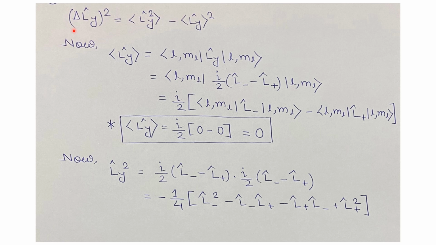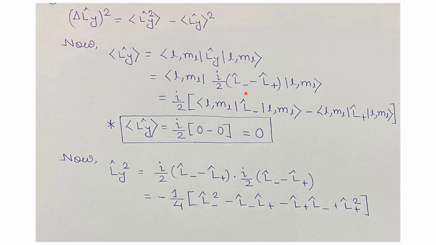Now we have to find this quantity, that is, (delta Ly cap) whole squared. So this means basically the expectation value of Ly cap squared minus the expectation value of Ly cap, whole squared. Now we'll find the expectation value of Ly cap. So this means Ly cap is sandwiched between this same state, |L, ml⟩. Now we can represent this Ly cap as i by 2 times (L minus cap minus L plus cap) in terms of the raising and lowering operators that we have seen in the earlier slides.